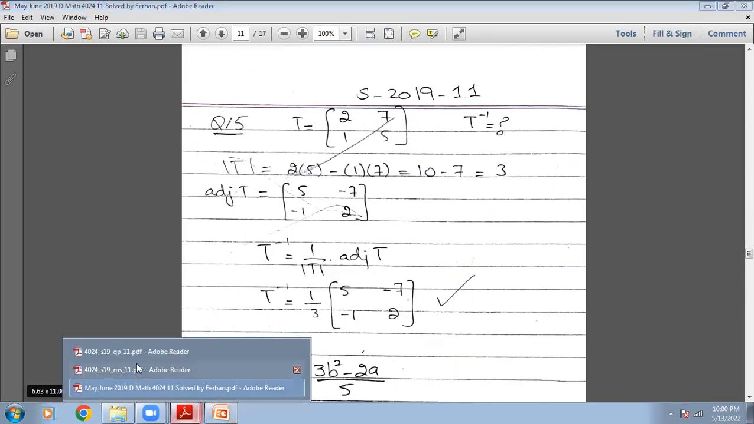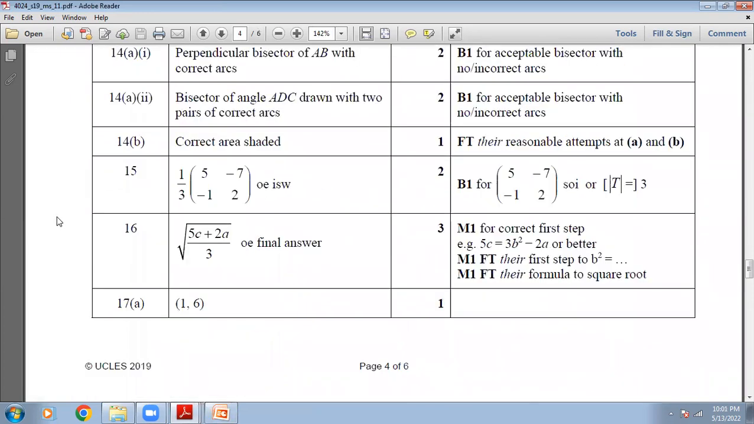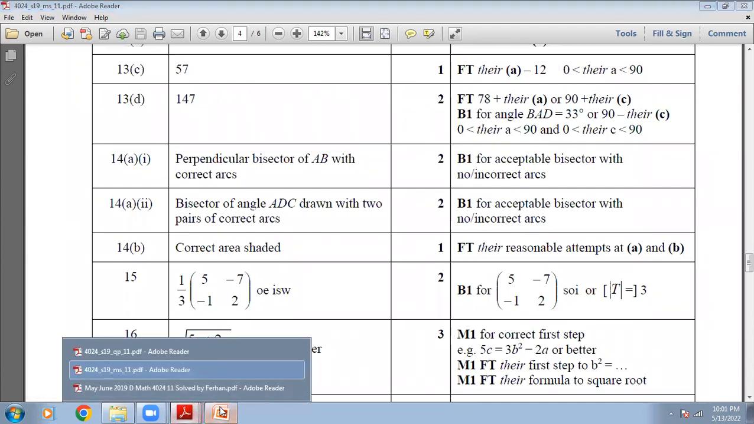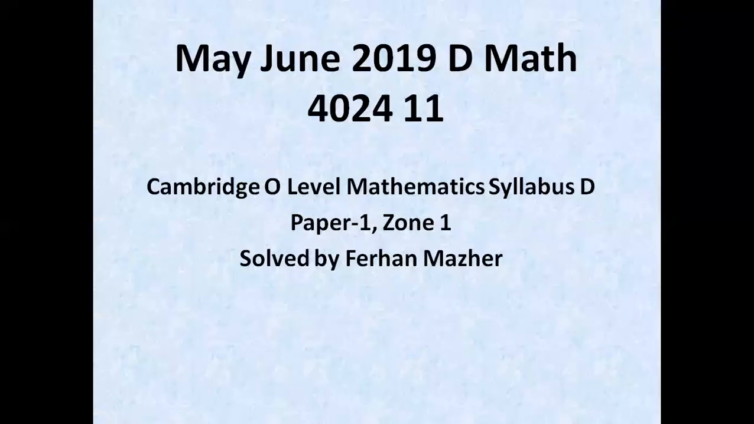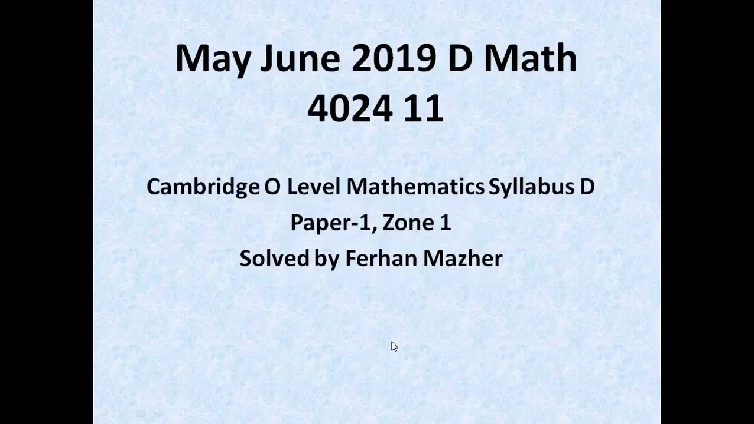So let's have a look at the marking scheme, and then we will finish today's lesson video. So you can see our answer is right. So my dear students, today we have done from question number 1 to 15 in this video. The rest of the questions of this paper I will do in my next video, and soon I will upload that.